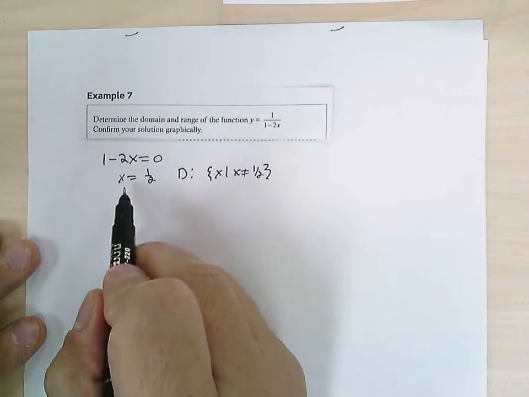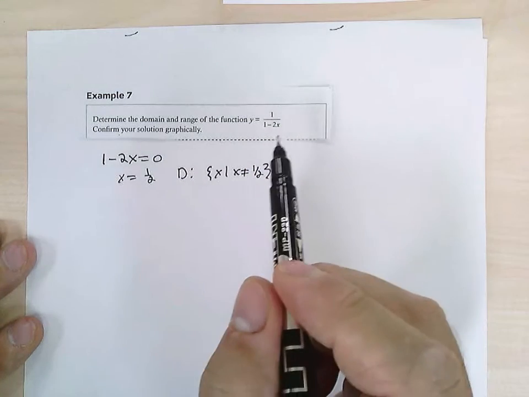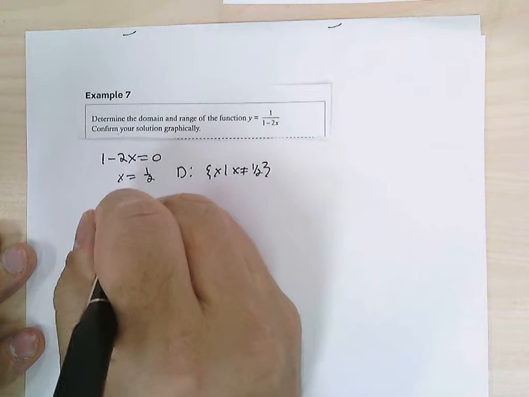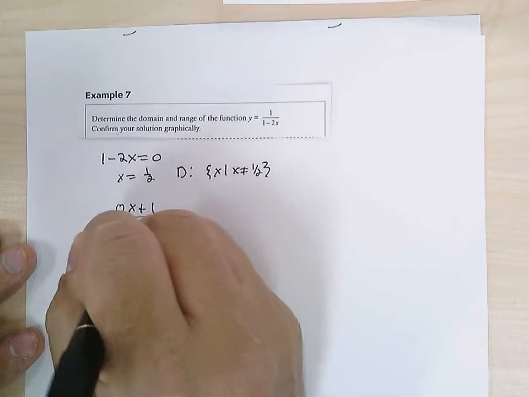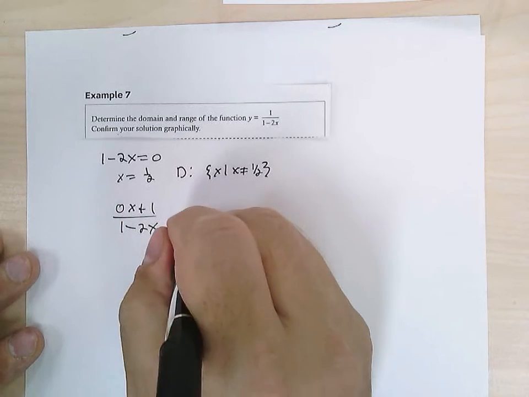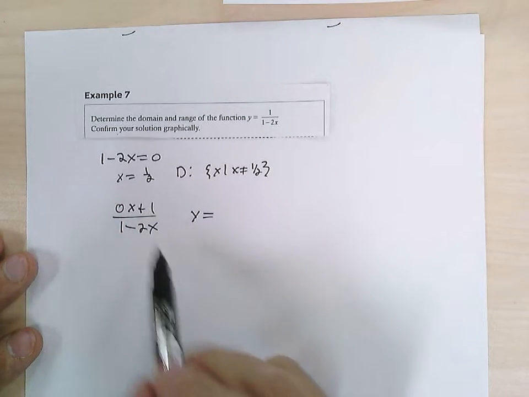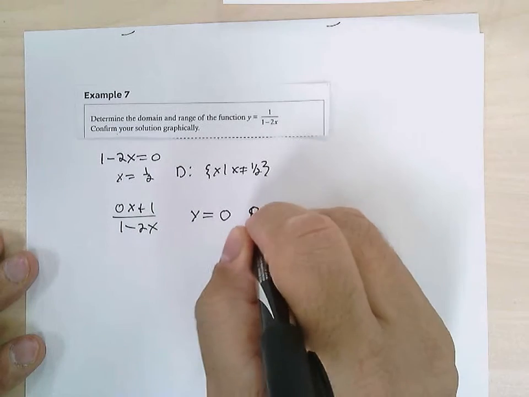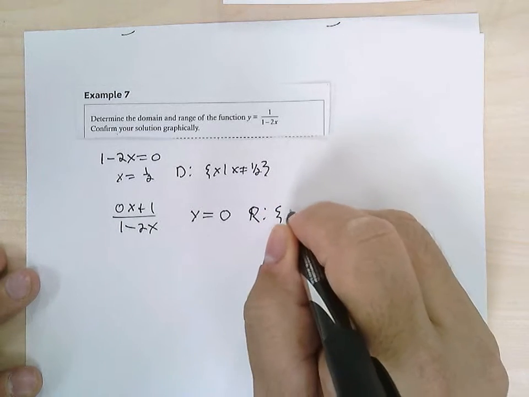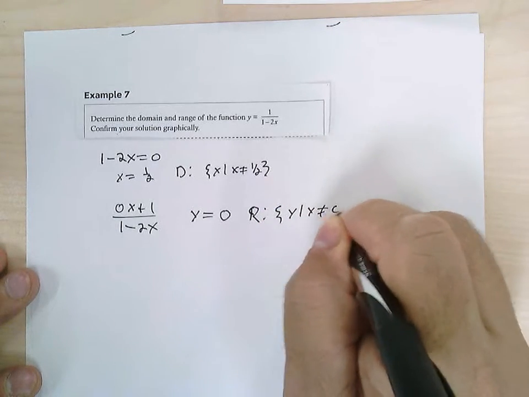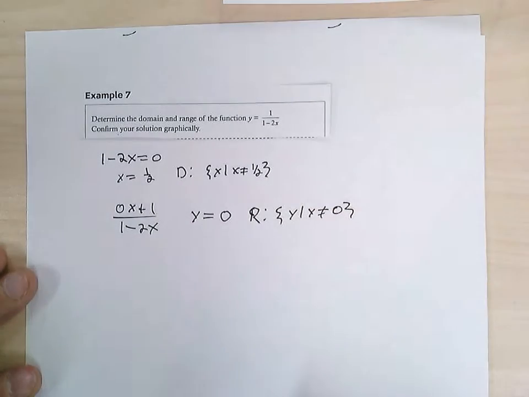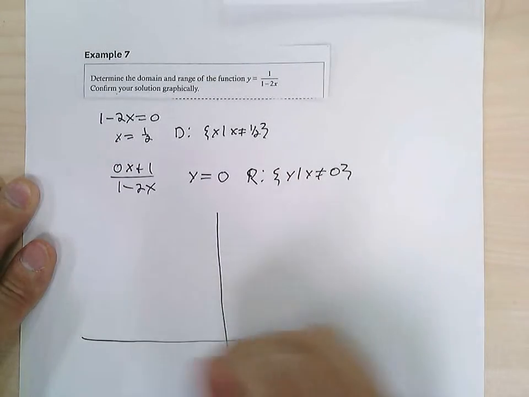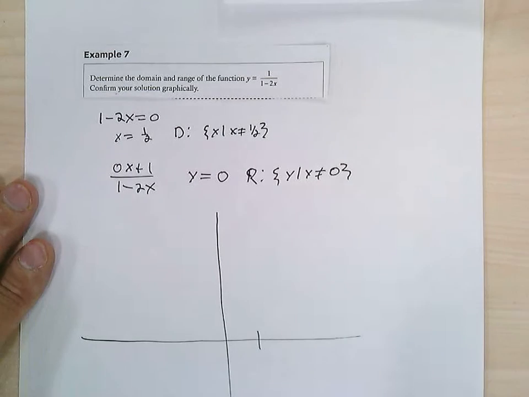And this is my vertical asymptote, right? Now, as far as the horizontal asymptote, well, I can restructure this and say 0 times x plus 1 over 1 minus 2x, and I can see that using the property that we just talked about, that guy over that guy is just going to be y is equal to 0, so our range is going to be y such that y not equal to 0. And this is my horizontal asymptote. That's my vertical asymptote.